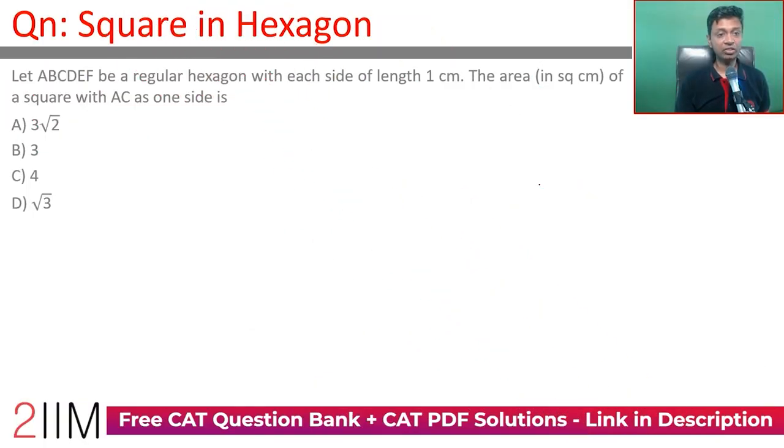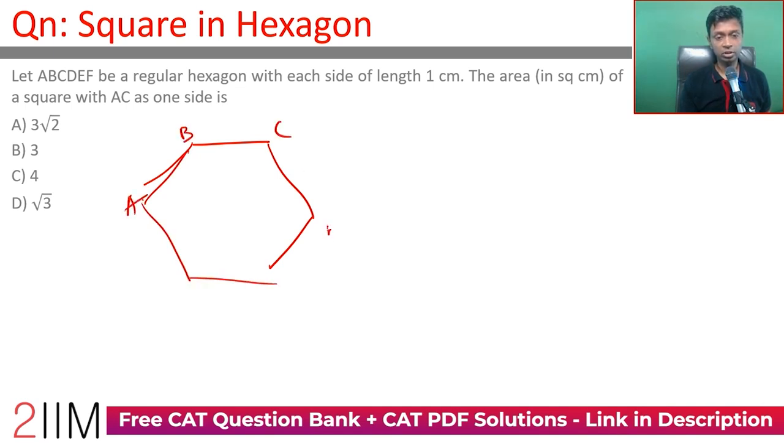A, B, C, D, E, F be a regular hexagon with each side of length 1 centimeter. So 1, 2, 3, 4, 5, 6. A, B, C, D, E, F. Now a regular hexagon is nothing but 6 equilateral triangles placed around a central point. Remember that's a very good way of thinking about a regular hexagon. Side 1 unit, all of these are 1.